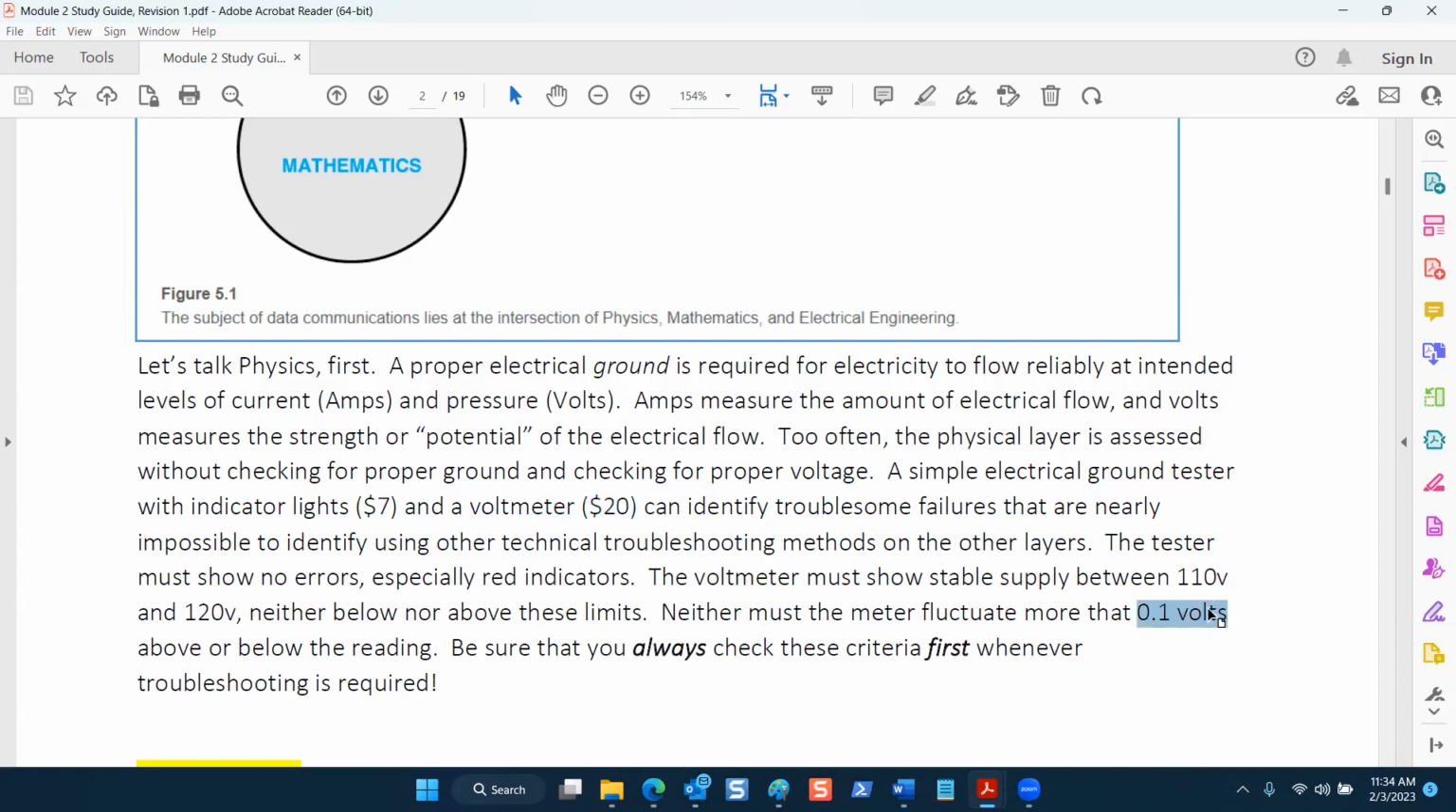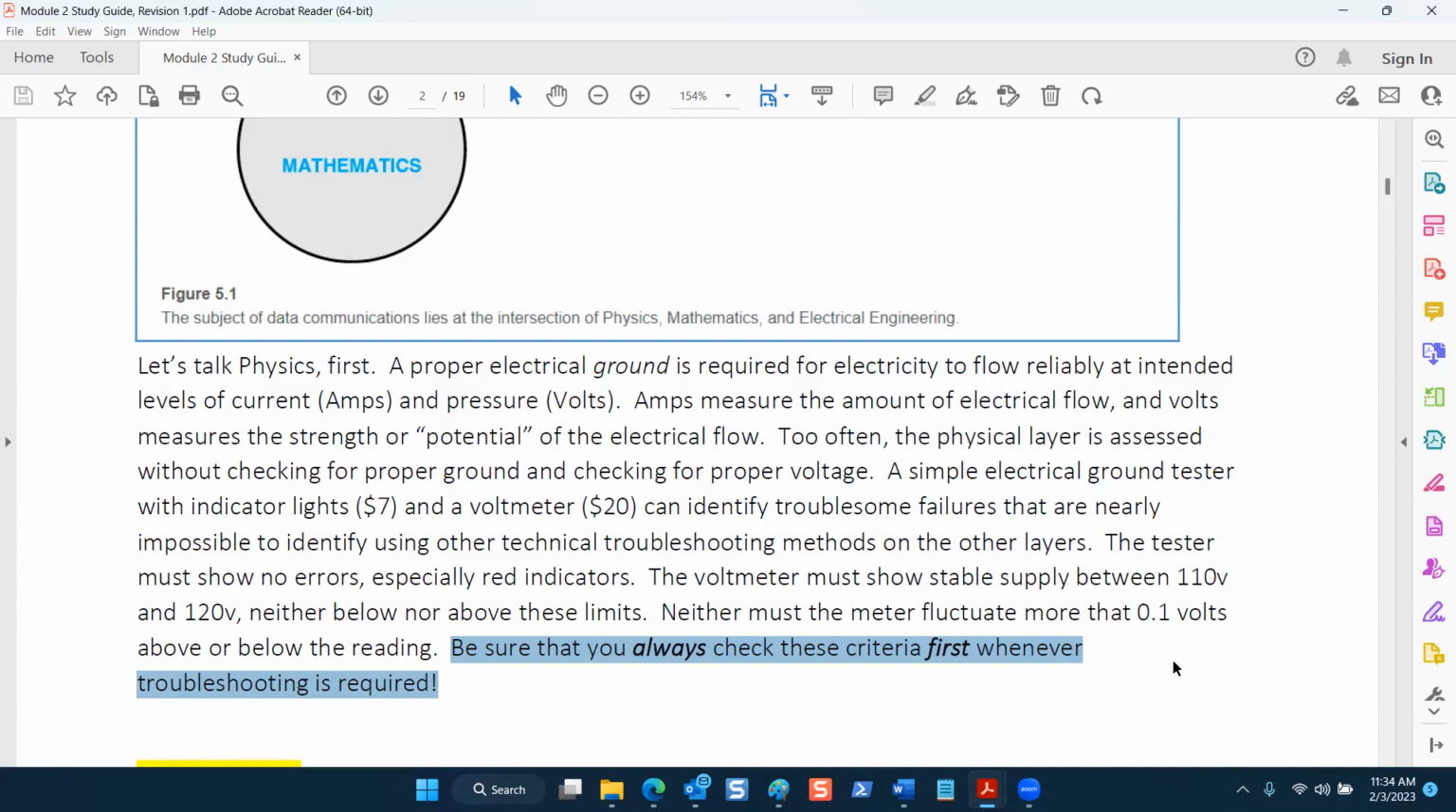Tenth of a volt, that's all. Be sure that you always check these first whenever troubleshooting is required. Now, I don't care what the nature of the network problem is. I don't care what your users have told you. I don't care what the person who hired you says to you. You smile and nod and say, we're on it. We're going to get to the bottom of this. And you start with the bottom of this.